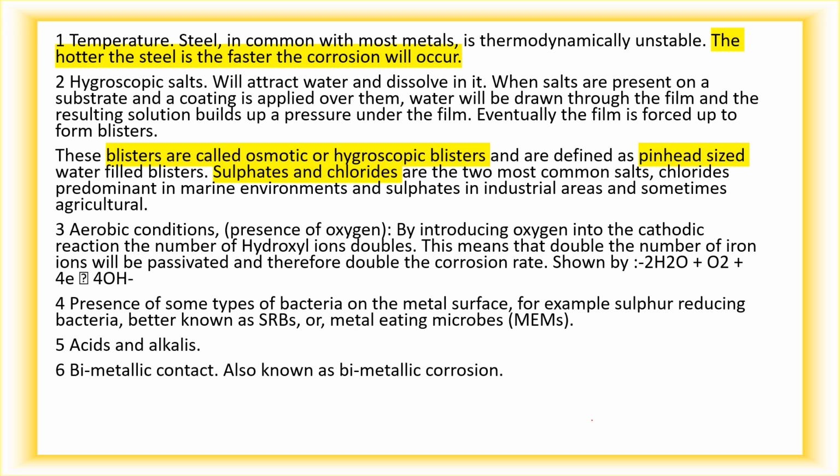So for an easy example, this is the substrate or a job. When a salt is present over this job, it may be a sulfate or a chloride, and when a paint coating is applied over the salt, this salt will form a solution. This will build up a pressure on the coating, and a pinhead size blister will form.